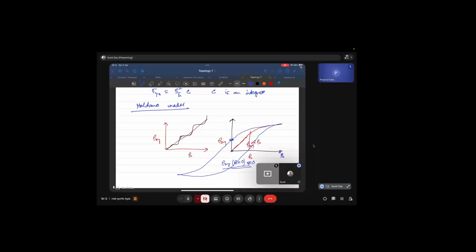It varies, but as we know, in ferromagnetic materials, magnetization versus magnetic field shows this kind of hysteresis curve. So this was our aim to understand. This part we call anomalous Hall effect. So rho xy at B equal to 0, whatever the value, is called anomalous Hall effect. But there is no quantization story so far.